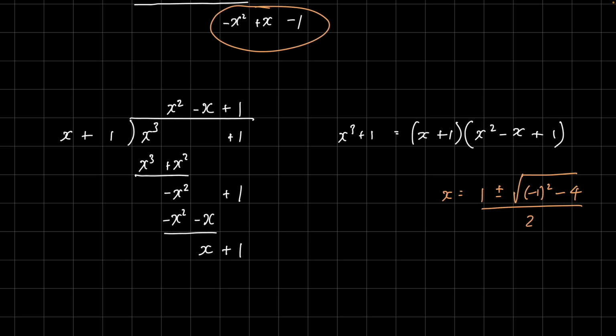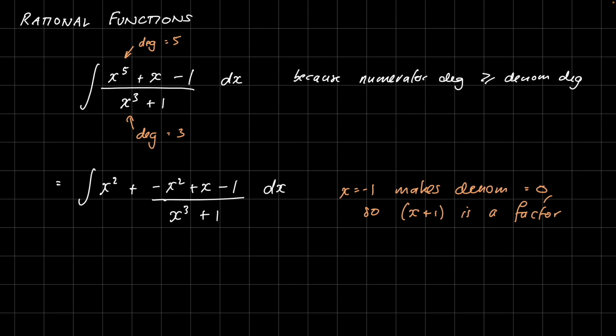Okay, let's go back to our top page and put that in and see what happens. So that equals the integral of x squared plus negative x squared plus x minus 1 over x plus 1 times x squared minus x plus 1, dx.